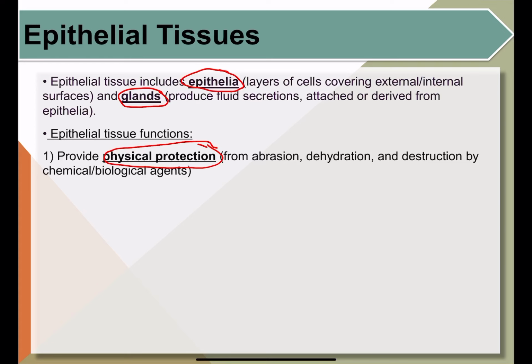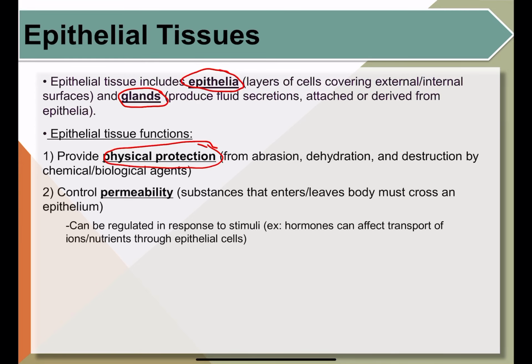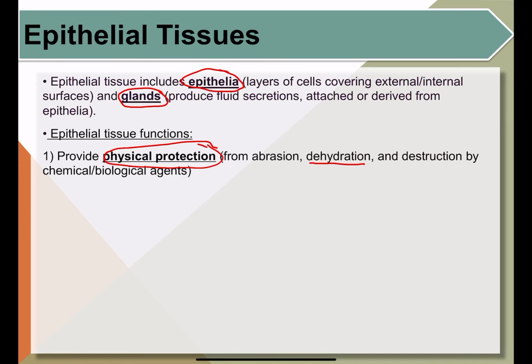Now, they also protect against dehydration. So that's why we have dehydration listed here. This is why we have glands in the epithelial tissue that secrete mucus. This is in case that we're not walking around, like I usually say, we're not walking around like a little slime man.